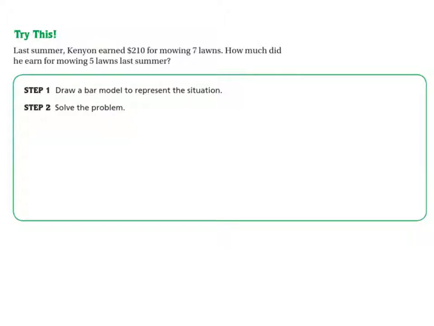Okay, so I want you to try this one on your own. I don't know if I already said that. Sorry, I got distracted. But go ahead and try this one on your own.